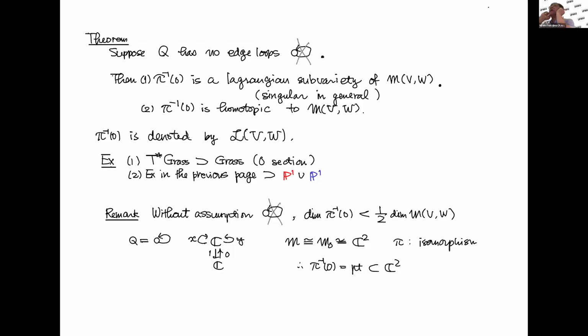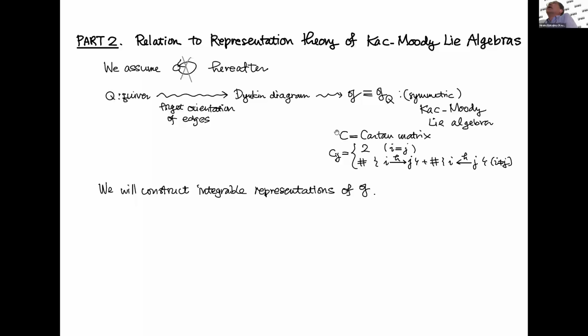Okay, I now start to talk about the relation between the quiver varieties and representation theory. As I said, we assume that there is no edge loop hereafter. Starting from a quiver, as I already mentioned briefly, I get a Dynkin diagram by forgetting the orientation of edges. Then I can consider the corresponding Kac-Moody Lie algebra classified by this diagram. Concretely, if C is the Cartan matrix, C_ij for i equal to j is 2, and if i and j are different, then it is minus the number of edges from i to j or j to i.